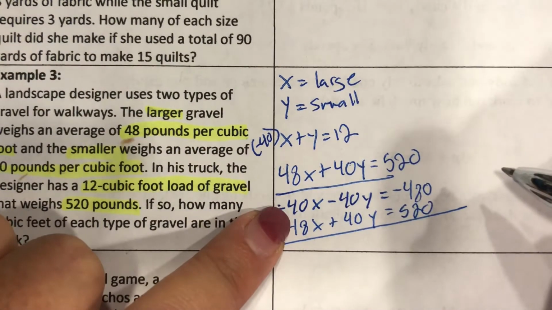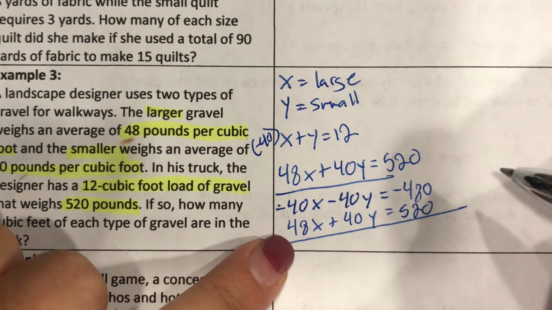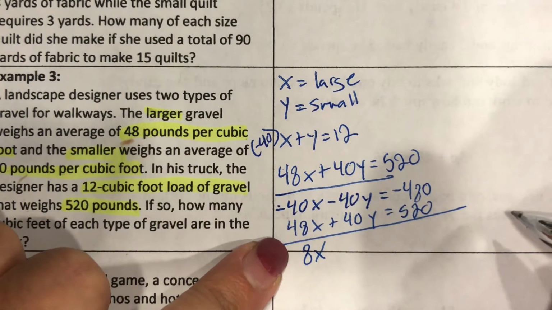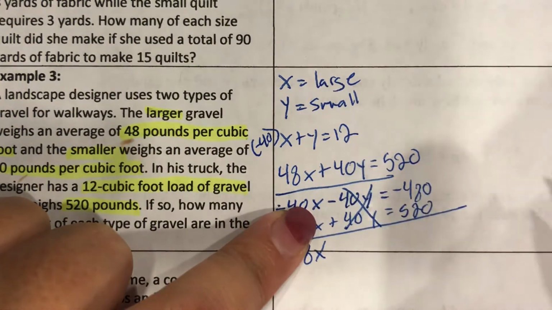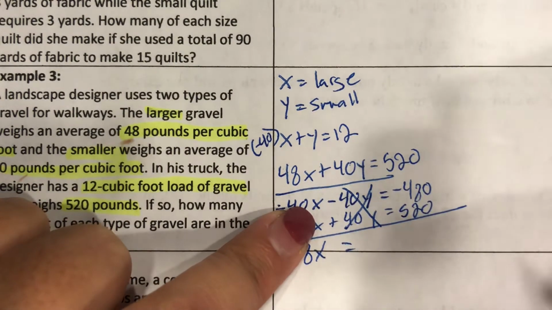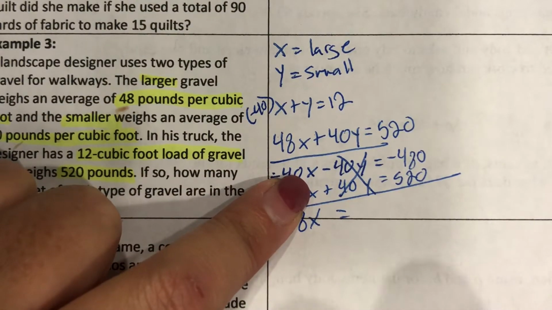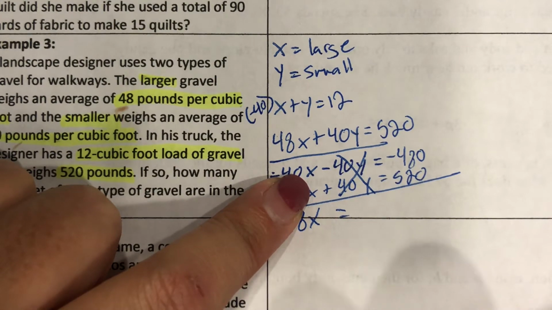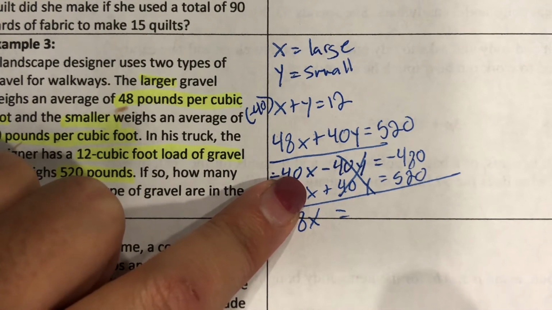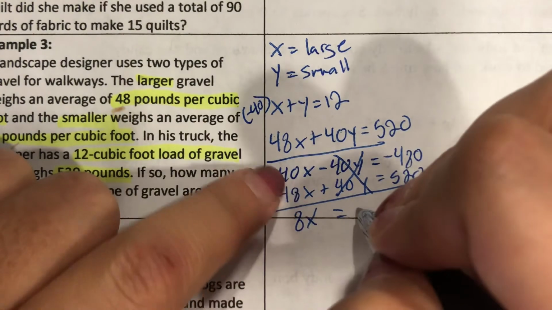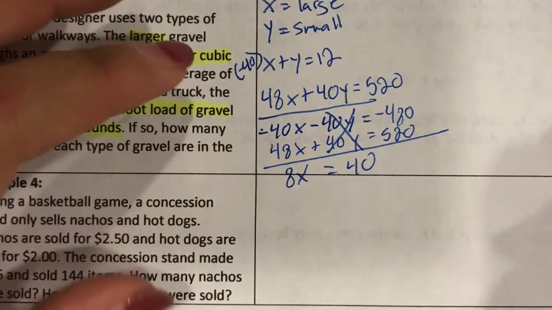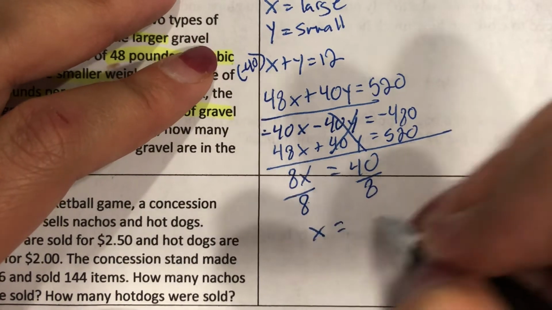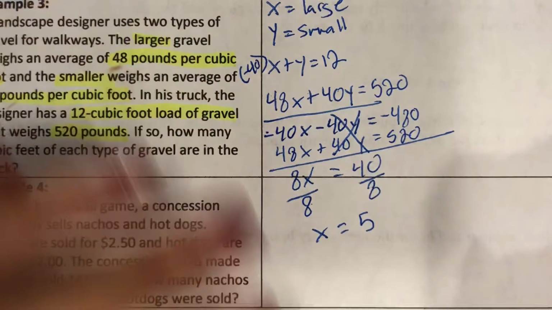So I owe you $40. I give you 48. So I have $8 left. You're going to give me $8 back. My y's go away, equals 520 minus 480, which is 40. So 8x equals 40. Divide both by 8. So x equals 5.